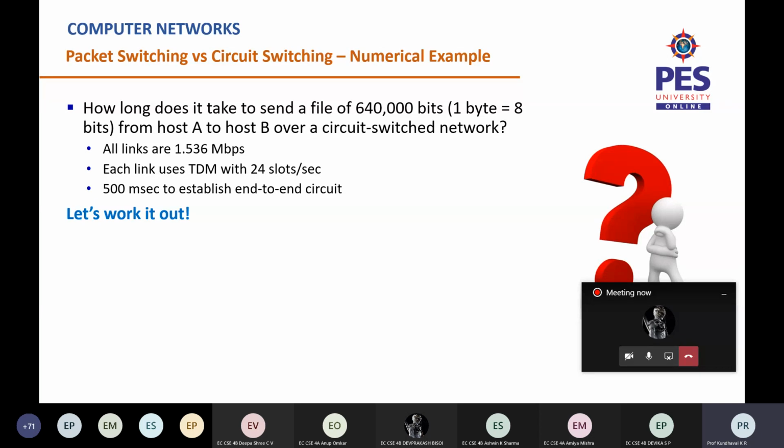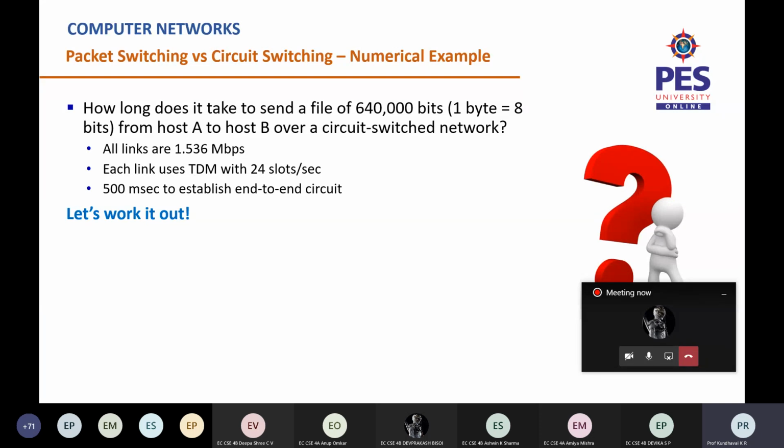How long does it take to send a file of 6,40,000 bits from a host A to host B over a CSN? Here there are 3 points given. All links are 1.536 Mbps. So they have talked about CSN, so all links will only have 1.536. Each link uses TDM with 24 slots per second. And there's an extra 500 milliseconds to establish an end-to-end circuit.